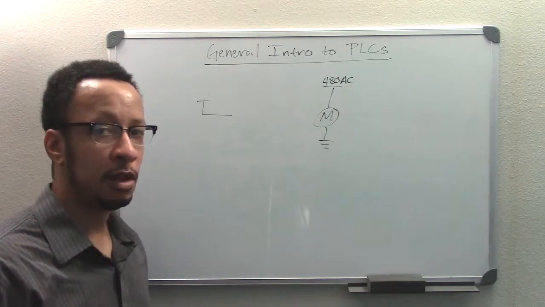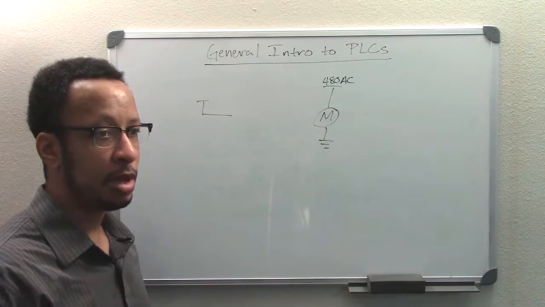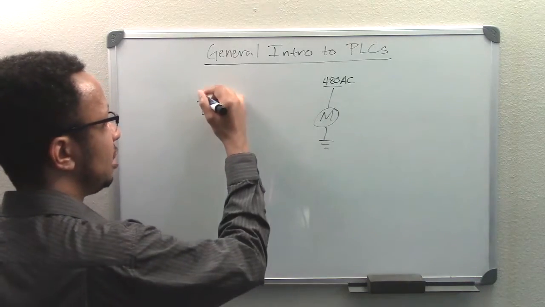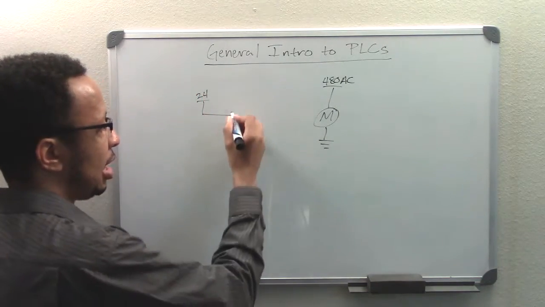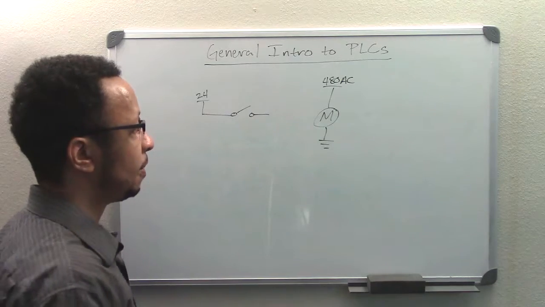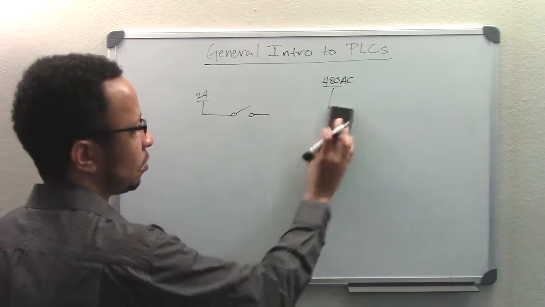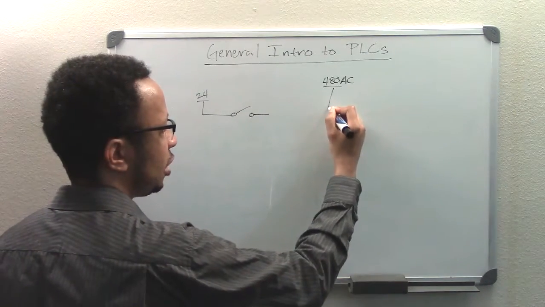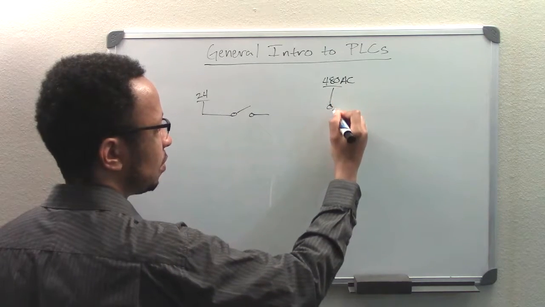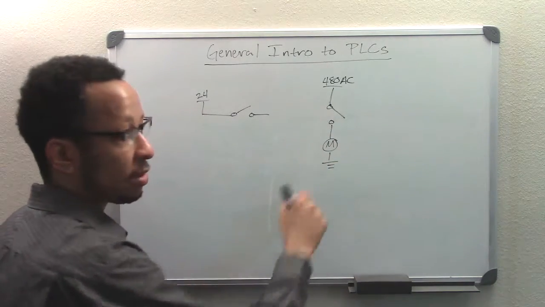So the point of a relay itself is to be able to control things that operate off of large energy with small energy. Okay, so let's say you have 24 volts here, and you want to close a switch, and you want it to turn that motor on. Well, what you would do is have a switch here, and then you have your motor there. Then that's going to ground there.